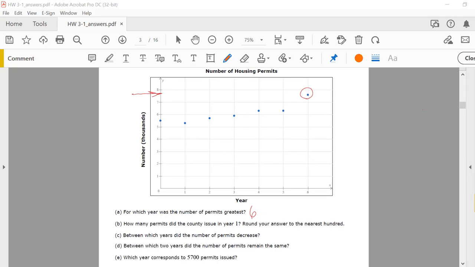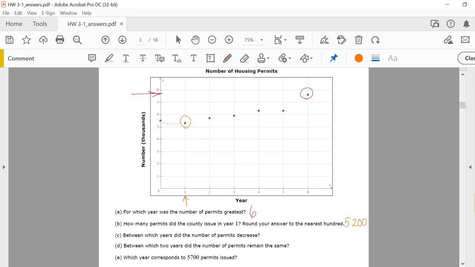Part B says how many permits did the county issue in year 1? Round your answer to the nearest 100. So here in year 1, how many permits were issued? And I would say this is in thousands, so about 5,200 maybe? Maybe 5,300, somewhere in there.